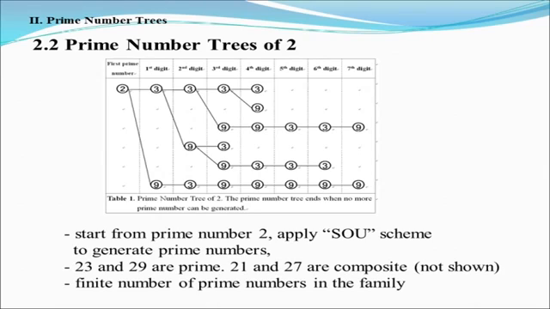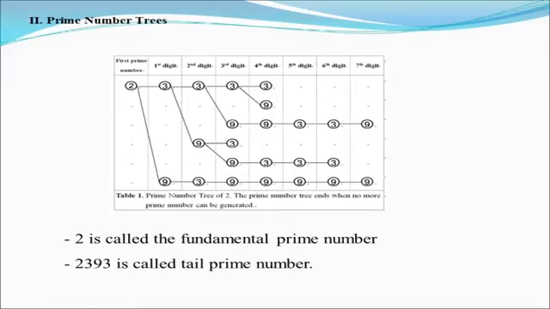You may note that there are finite numbers found in the prime number trees. Now, I'm going to introduce you to the concept of the fundamental prime numbers and the tail prime numbers. The fundamental prime number is the first prime number in the diagram, which is 2 here, and it cannot be generated by the SO scheme. The tail prime number is the prime number that cannot generate any more prime numbers via the SO scheme, and it may be 2339. If we attach 1, 3, 7, or 9 to 2339, they are all composite. Therefore, it's a tail prime number.